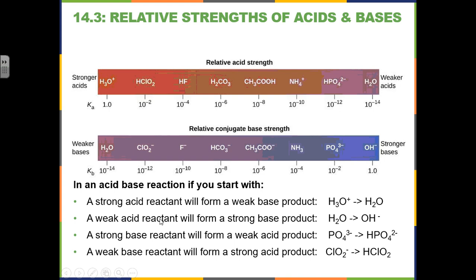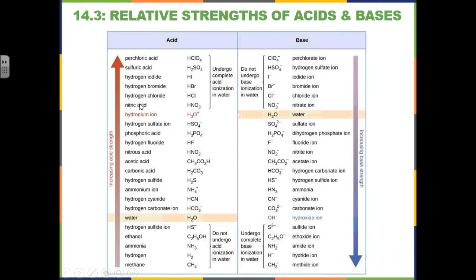If you have a strong base, it's going to react to form a weak acid, which I highlight here. Phosphate becomes this guy. And then you have a weak base that reacts to form a strong acid, which they're giving another example of a weak base forming this one. So here are some additional representations on that chart. Same rules apply. And so if you're thinking about how they equate to one another, everything going up here increases in relative strength as an acid, and they decline in relative strength as a performing base.